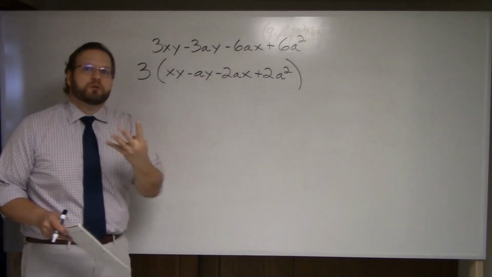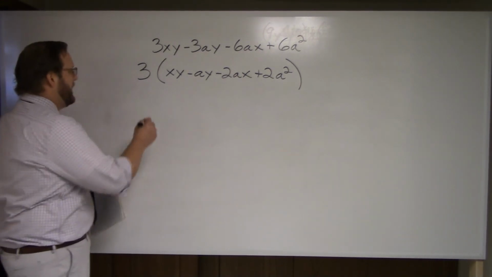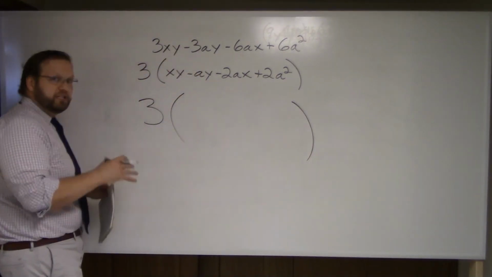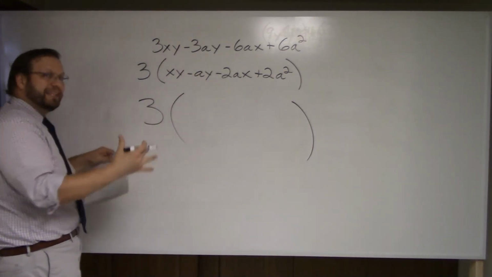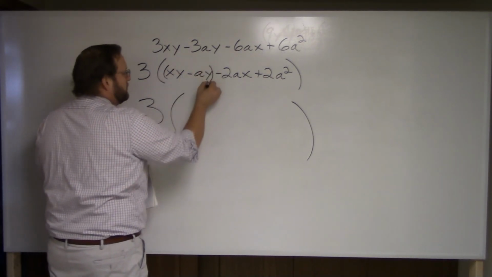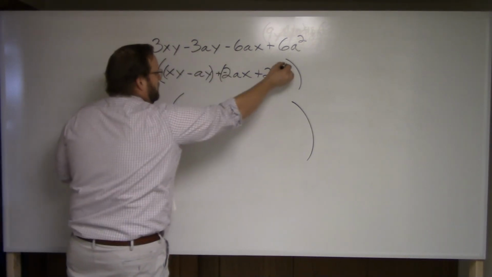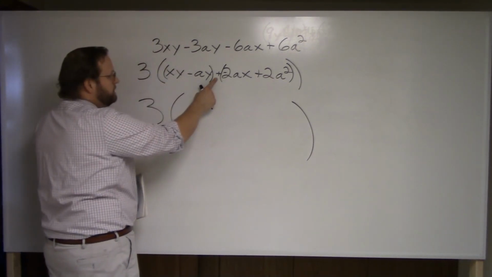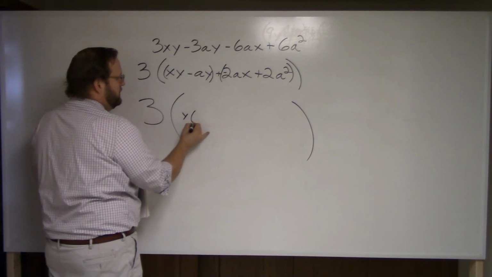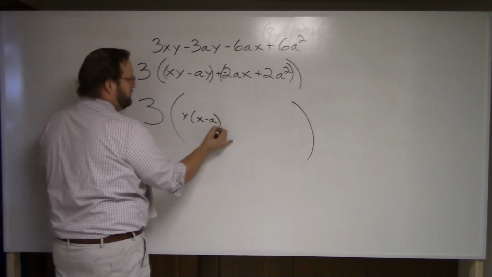Now, I still have 4 terms that I need to group. So I'm going to bring down this 3, and I'm going to write this pretty big, just so I can visualize the different layers of the problem. Now, to group this, don't forget that adjustment in the middle. I am going to take out a y to get x minus a.